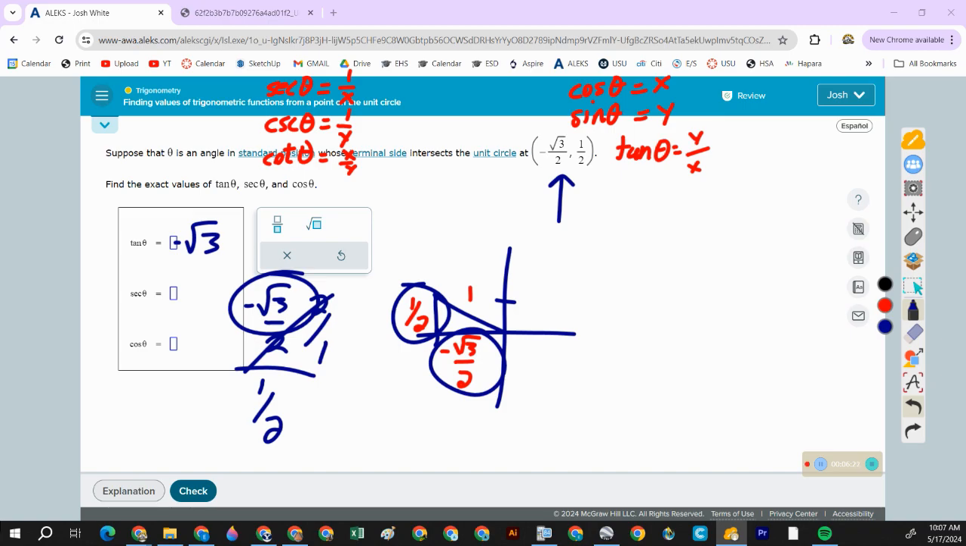What is the secant of that angle? So the secant is just the upside down of the x. So it would be negative 2 over root 3 multiplied by root 3 over root 3. And we get negative 2 root 3 over 3, sorry.